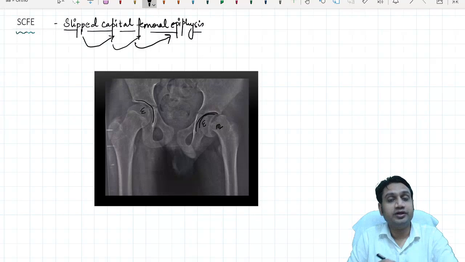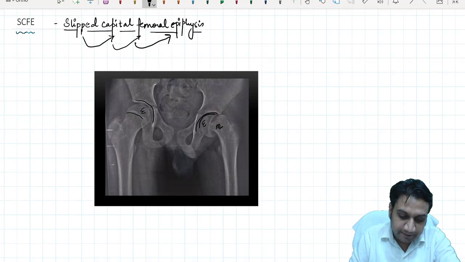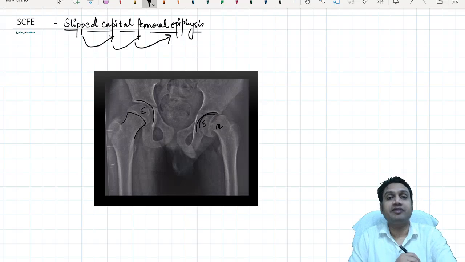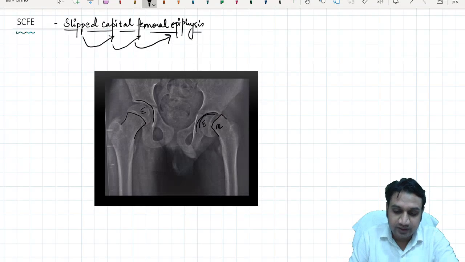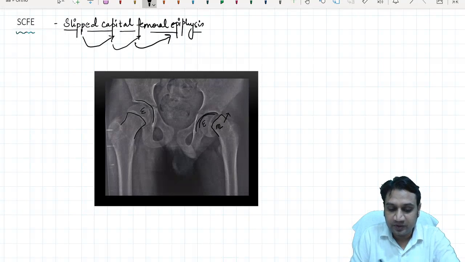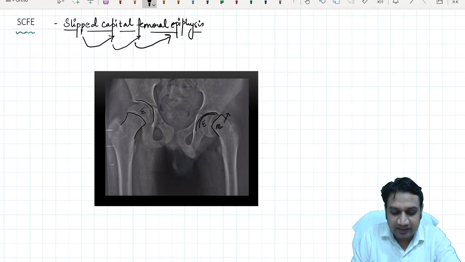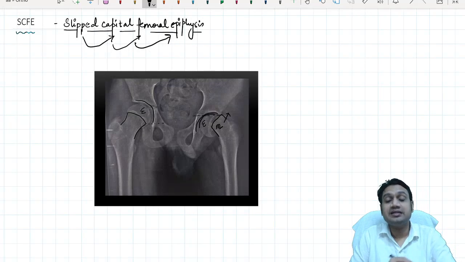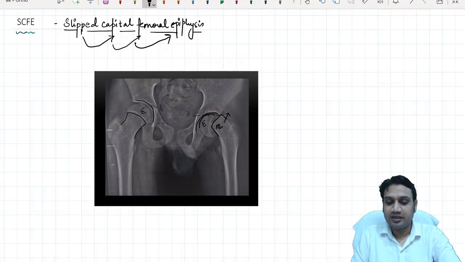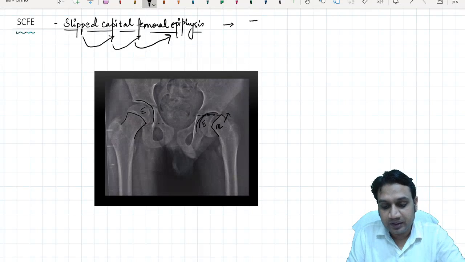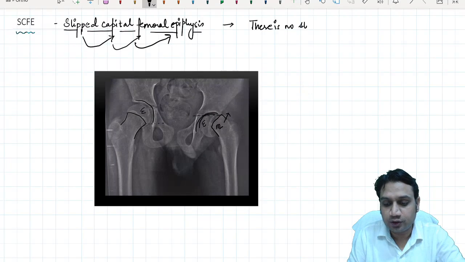What has actually slipped, you need to just focus here. This metaphyseal area is in connection with the epiphyseal area, but here the metaphyseal area is not in connection. Instead it has slipped, it has gone above the normal margin, right? This is the area where the metaphyseal area of the right side is, and this is the area where the metaphyseal area of the left side is. That means the epiphysis does not slip. It is wrong to say that in SCFE the epiphysis slipped. The most important point is, there is no slip of epiphysis. I hope this point is clear.